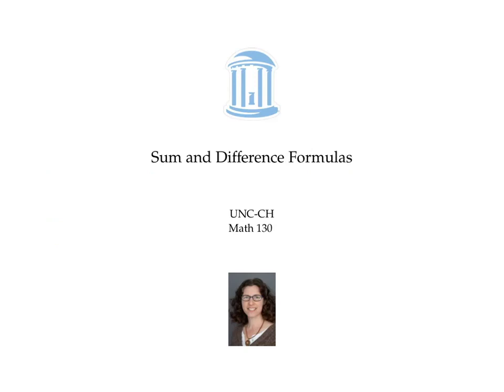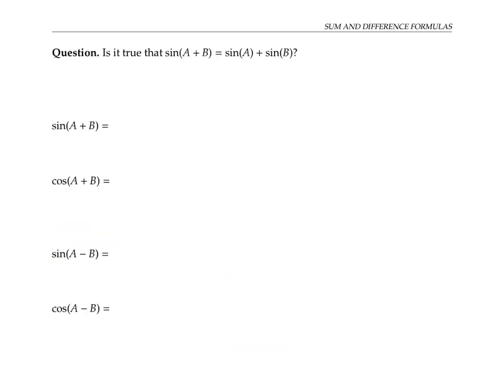The sum and difference formulas are formulas for computing the sine of a sum of 2 angles, the cosine of a sum of 2 angles, the sine of a difference of 2 angles, and the cosine of a difference of 2 angles. Please pause the video for a moment to think about this question. Is it true that the sine of A plus B is equal to the sine of A plus the sine of B? No, it's not true.